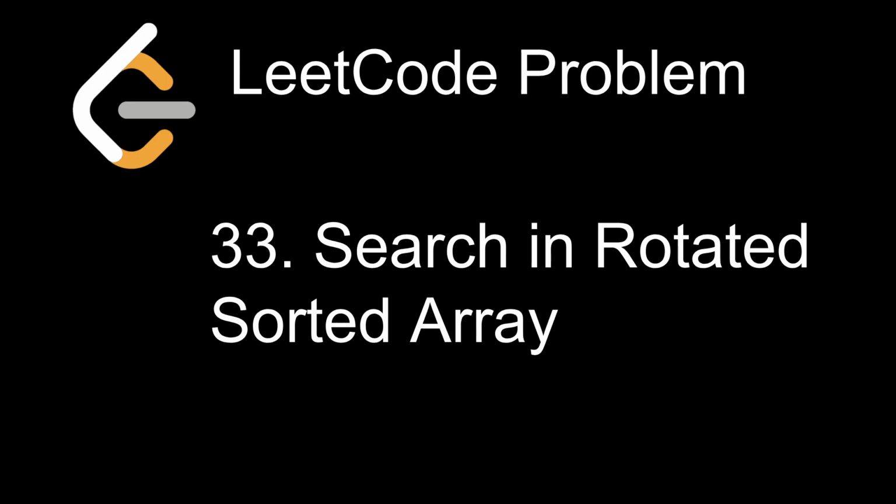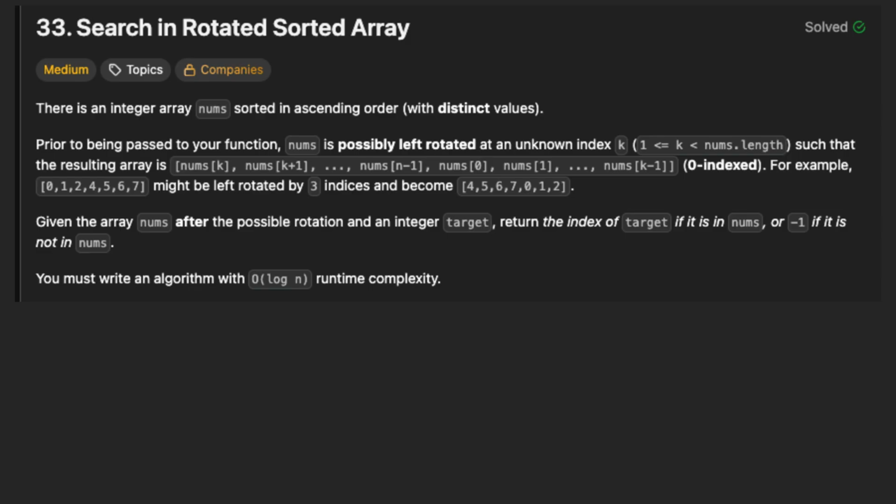Hello everyone. Today we're going to solve the LeetCode problem number 33, Search in Rotated Sorted Array. So this is the problem. Basically we'll be given a rotated array and a target, and we have to return the index of the target. If the target is not there in the array, we have to return -1.